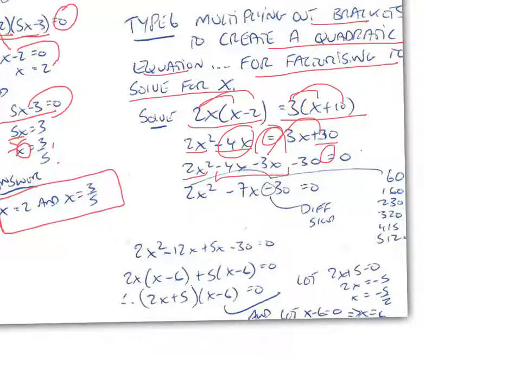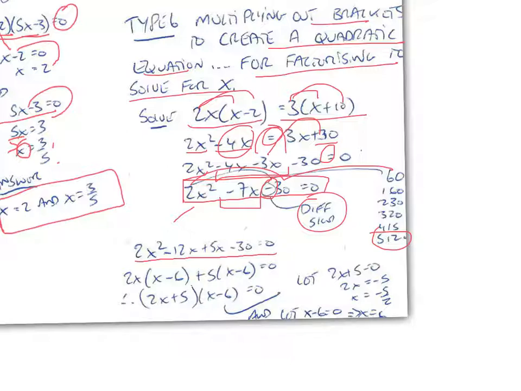So add your like terms. We have 2x squared minus 7x minus 30 equals 0. Guide number says we're looking at 60. This says our signs are going to be different, to try and make minus 7. So we'll go with the 5 and the 12. Okay, so we'll rewrite this as 2x squared minus 12x plus 5x minus 30 equals 0. Factorize by grouping, and you should end up with (2x plus 5)(x minus 6).